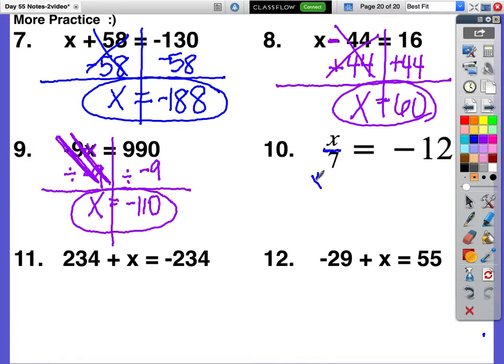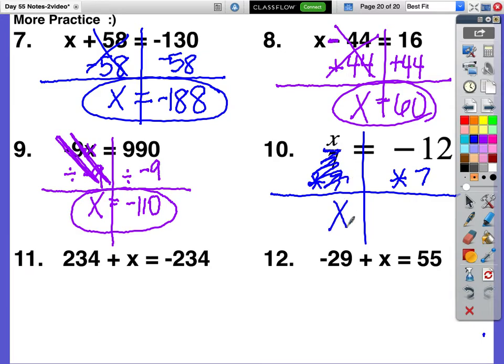So I could say, okay, well, I'm going to do the inverse, which is multiplication, and I'm going to multiply by that thing that's hanging on to x. So I'm multiplying by 7. Oops, forgot to draw my line, sorry. Whatever I just did to the left side, I'm going to do exactly the same thing to the right side. So I'm multiplying by 7 there. Drawing my line. Now my 7s can cross out, and I'm left with an x and an equal sign, negative 12 times 7. So you should get negative 84, and so your final answer is x equals negative 84.